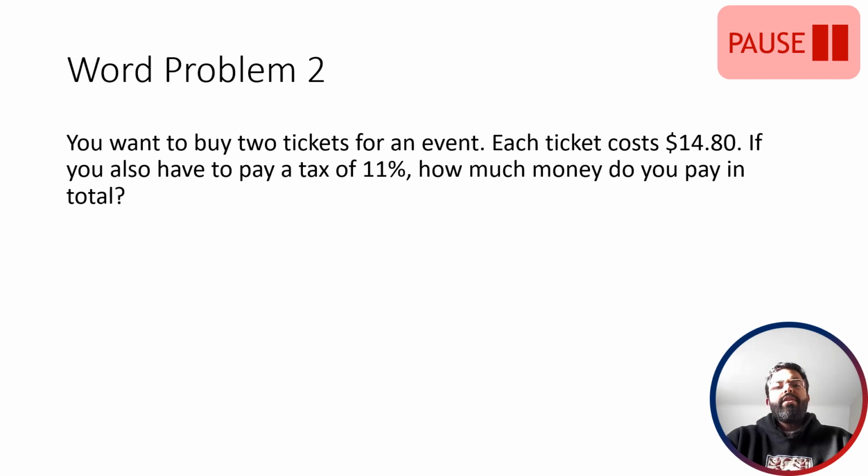For this one, you want to buy 2 tickets for an event. Could be a concert, could be a sports game of some kind. Each ticket costs $14.80, and you also have to pay a tax of 11% on top of that. So the question is, how much money do you have to pay in total? So 2 tickets plus tax of 11%. You can take a few seconds, a few minutes, to work through it. I'll give you a few seconds to pause.